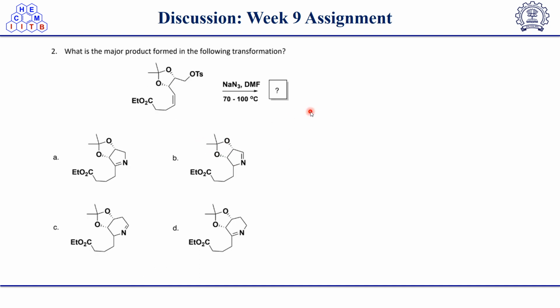Moving to the next question, what is the major product formed in the following transformation? That is, this particular compound is treated with sodium azide in DMF and heated to 70 to 100 degrees Celsius. Which will be the major product in this reaction?